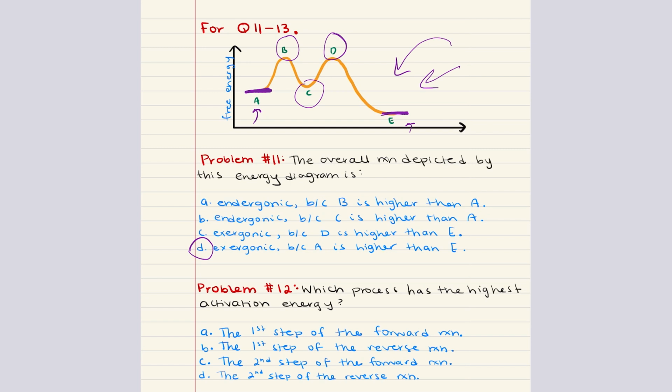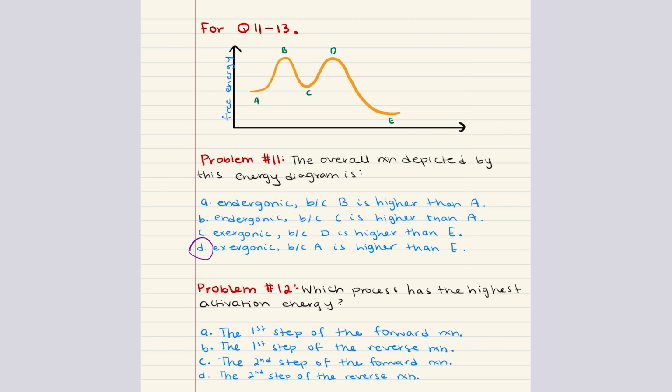Problem 12 says, which process has the highest activation energy? A says the first step of the forward reaction. B says the first step of the reverse reaction. C says the second step of the forward reaction. And D says the second step of the reverse reaction. So let's break this down. Let's erase some of these drawings that we have on this energy diagram. And let's work through this choice by choice.